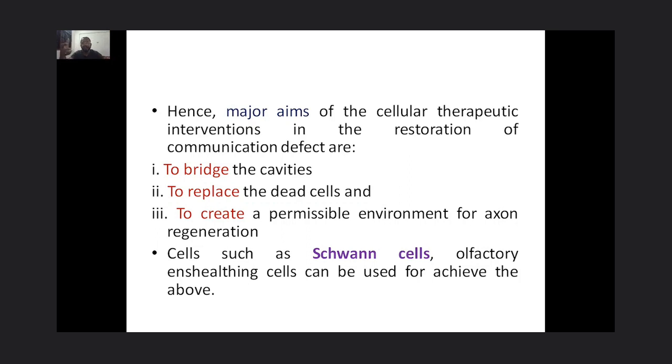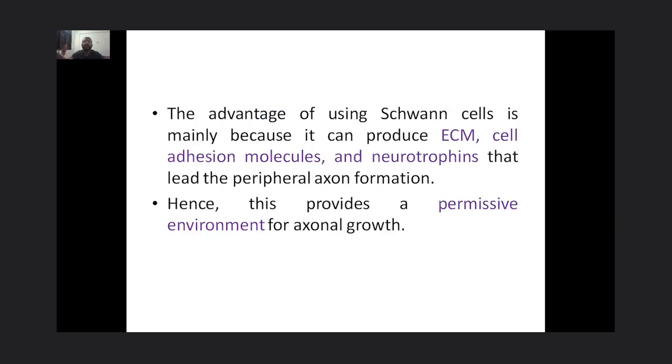So cells such as Schwann cells and olfactory ensheathing cells can be used to achieve the above three goals. Now the advantage of using Schwann cells is that they can produce ECM, cell adhesion molecules, and neurotrophins. These three play a very important role in peripheral axon formation. If the ECM, the cell adhesion molecules, and the neurotrophins are there, then nothing can block or stop axon reformation. So this provides a permissive environment for the axonal growth.